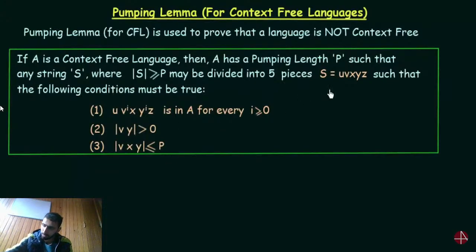So remember that these U, V, X, Y, Z are not strings, but they are the parts into which you have divided the string S. And after you divide this, these three conditions must be true. And if these three conditions are true, then we can say that it is a context-free language. So we are going to prove that a language is not context-free using this pumping lemma. So these are the conditions that we know, and let's see how we can prove it using the pumping lemma.